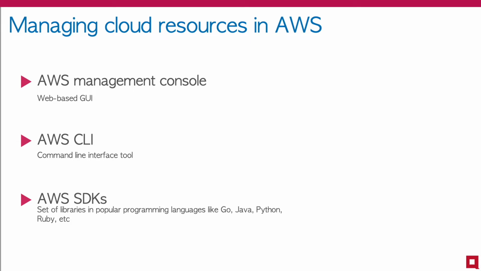AWS SDKs are a set of libraries that let you write software to manage cloud resources. AWS has SDKs for many popular programming languages like Go, Java, JavaScript, Python, and several more. In this video we'll see how to use the AWS Console to manage cloud resources.